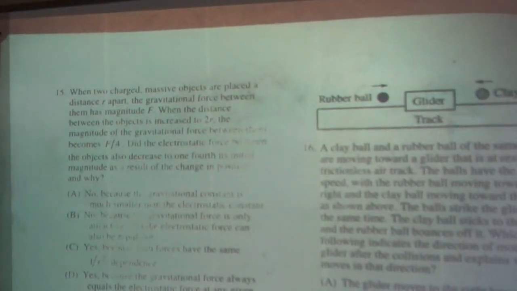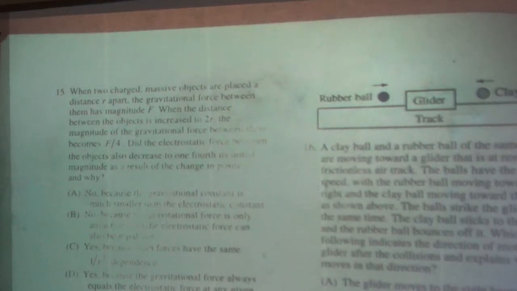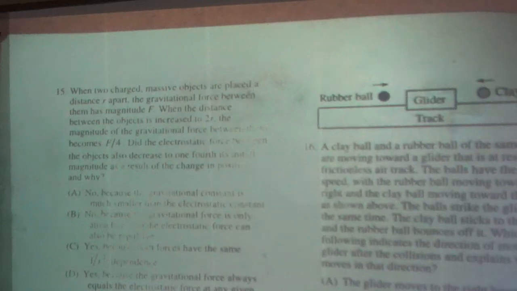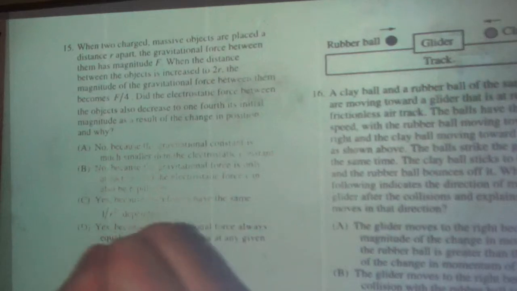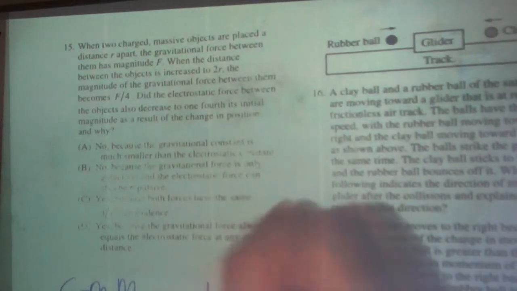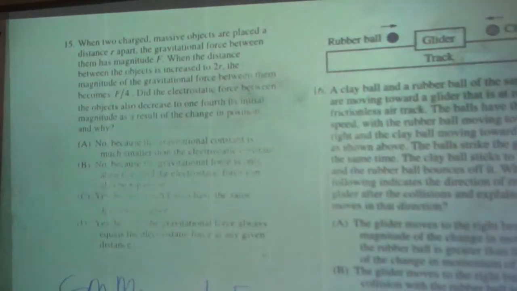Number 15. When two charged massive objects are placed a distance r apart, the gravitational force between them has a magnitude F. When the distance between the objects is increased to 2r, the magnitude of the gravitational force becomes F over 4. Well, we know that because gravitational force is G m1 m2 over r squared. If you have 2r squared, that is 1/4 the original force of G m1 m2 over r squared.